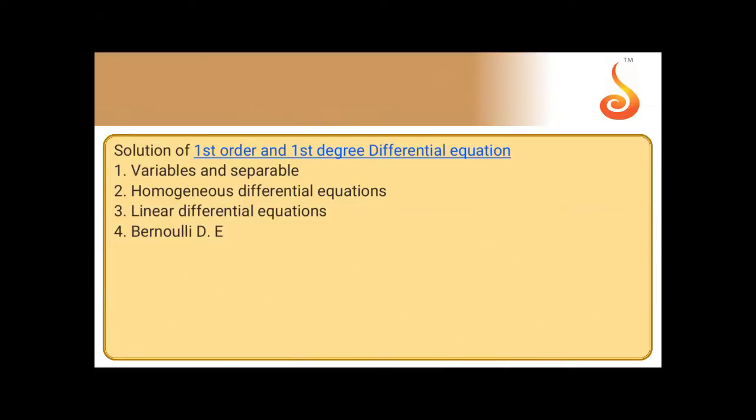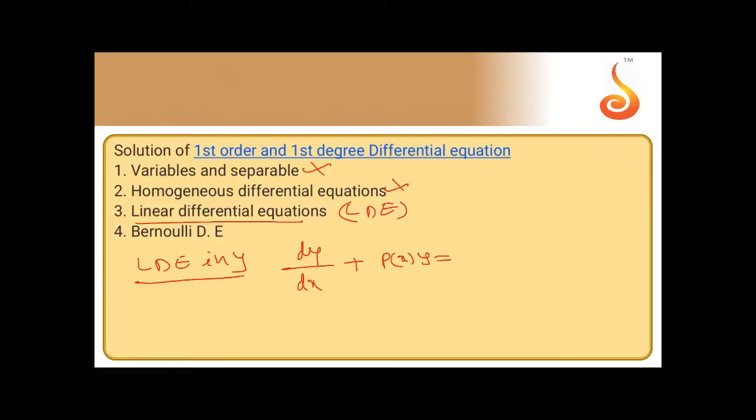So next, what is called linear differential equation? It's called LDE. This is also most important. So LDE means if it is not possible as homogeneous, not possible as variable separable, it comes under linear differential equation. So what is a linear differential equation? The general form has two types: LDE in X, LDE in Y. LDE in Y is dy by dx plus p of x into y equal to q of x.